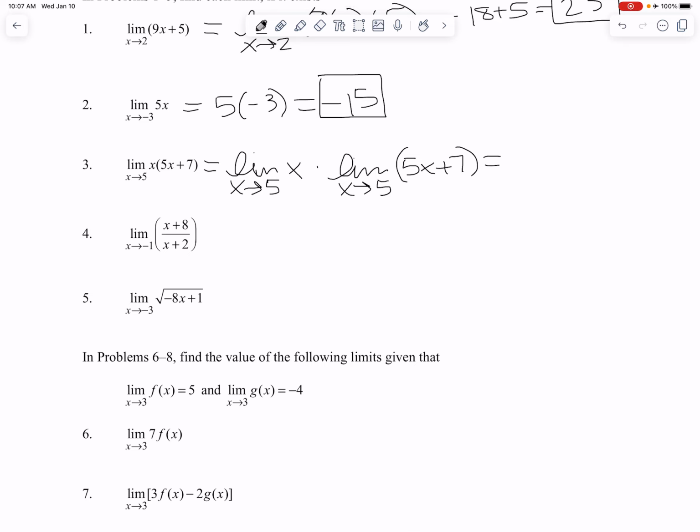So now the limit of x as x goes to 5 is just going to give us a 5. And the limit of 5x plus 7 as x goes to 5 is going to be 5 times 5 plus 7. This is 5 times 25 plus 7, which should give us 160.